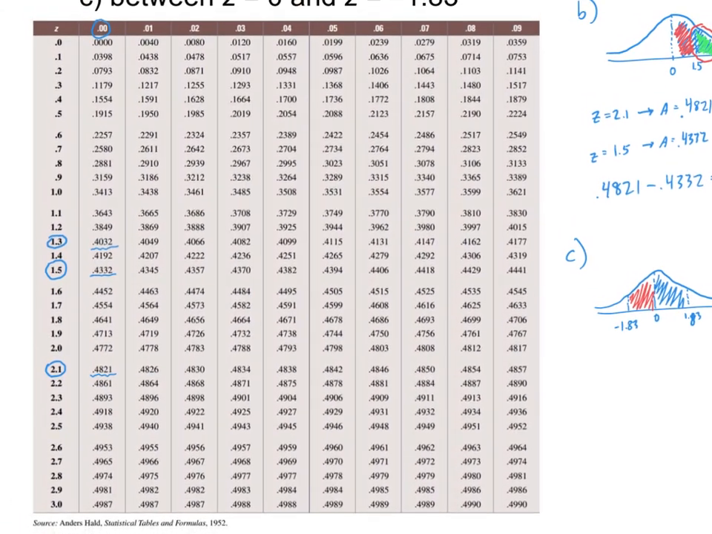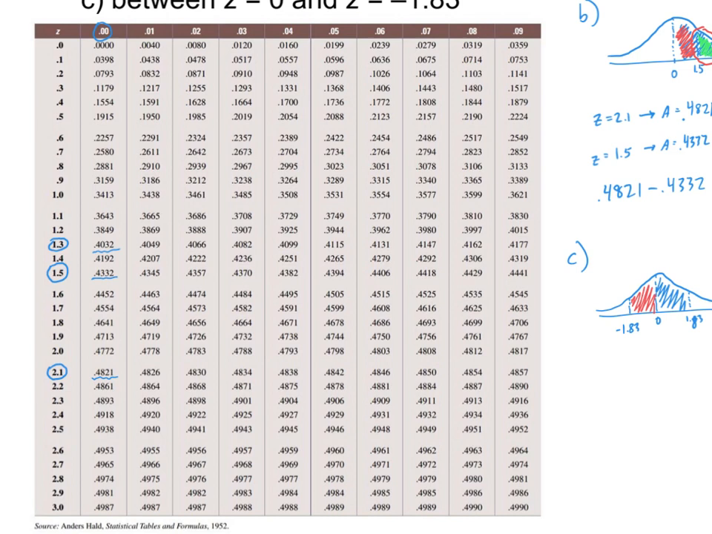Okay, so now we need to find 1.83. So here is 1.8 right there, and then here is the 0.03 column. The top of the chart there gives me accuracy to the nearest hundredth. Going down the side gives me accuracy to the nearest tenth. So I follow that down, and we get that the area is equal to 0.4664. There we go. So 46% of the area is between 0 and negative 1.83. All right, so that's how that works.